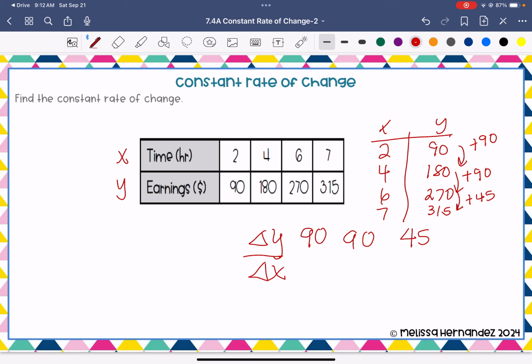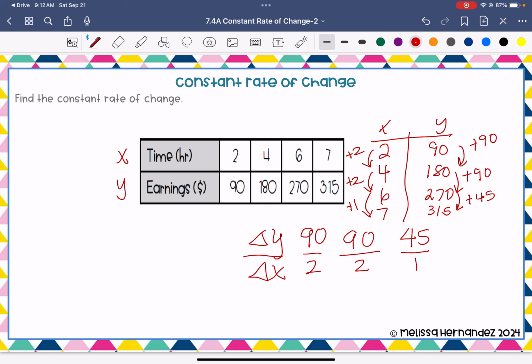Now we're going to find my change in x. The first change in x from 2 to 4, it's add 2. How does 4 become 6? Add 2. How does 6 become 7? Plus 1. So for my first ratio of change in y over change in x is 90 over 2. The second one is 90 over 2. And then the last one is 45 over 1. Well, 45 over 1, you're done.